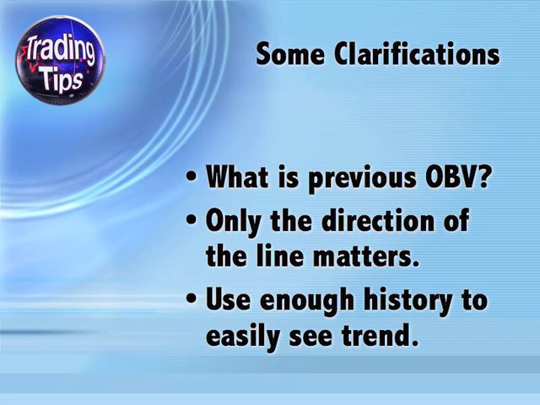Normally, technical indicators use a certain number of days or periods worth of trading, such as a 14-day rolling average. However, the time period used for OBV is completely irrelevant. Whether it's 10 days or 10,000 days, all that matters is the direction of the line, not the raw OBV value. The only thing that is important is that there's enough history to see the stock's trend.